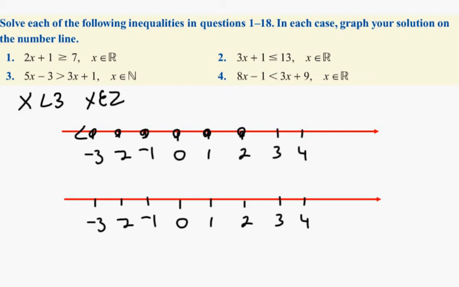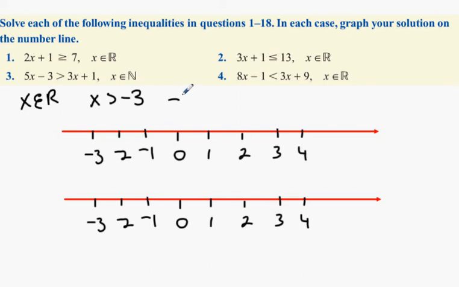Now, finally, when you get a bit further along, what you might get is x element r. Now, x element r is slightly different. With x element r, decimals and fractions are allowed. So if I was to write down x greater than -3, what would you say there?